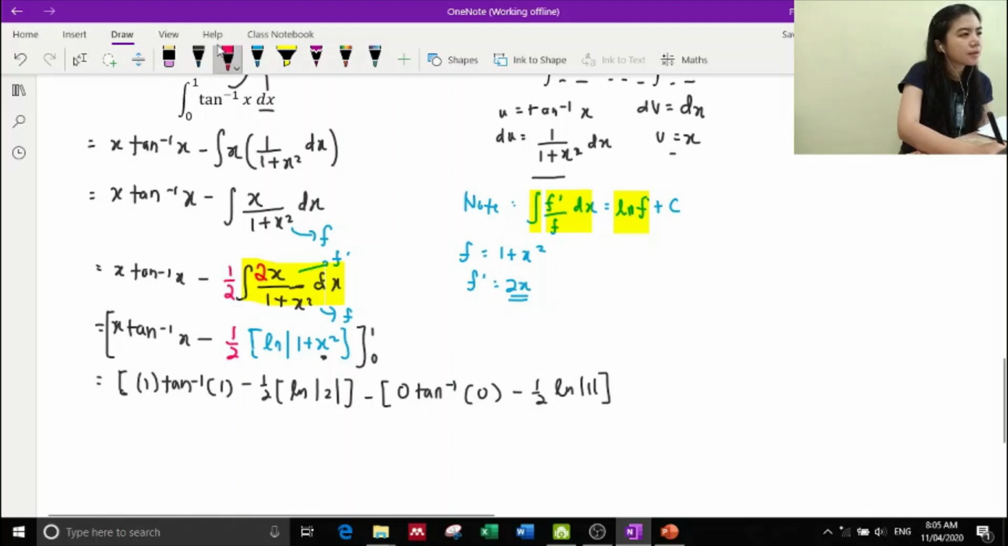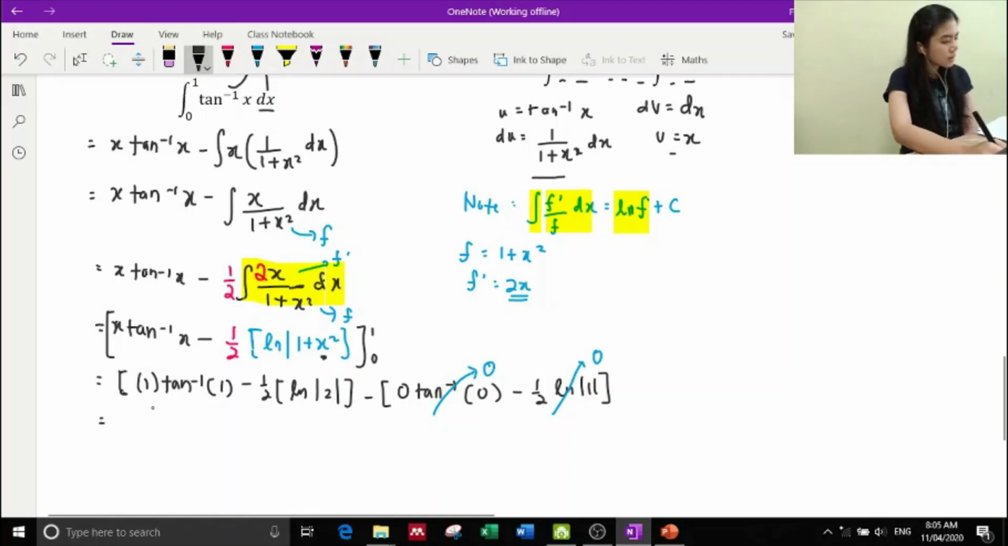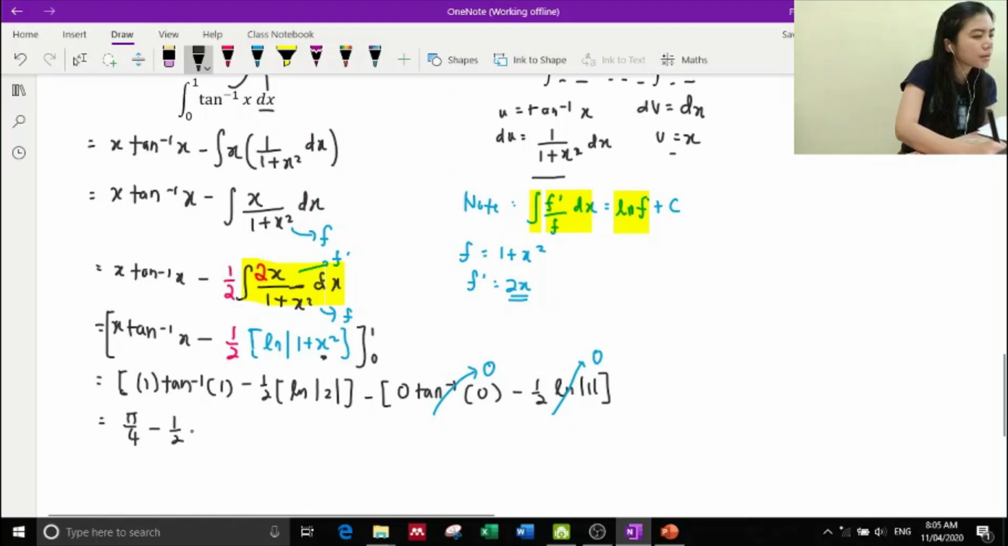If we look at this one, it ends with 0, because 0 multiplied with anything gives 0, and ln 1 is basically 0, so we have 0 here. Then let's look at the tangent inverse. Tangent inverse 1 gives you pi over 4, and so we have the answer of this one. That's the answer for example 5, right?